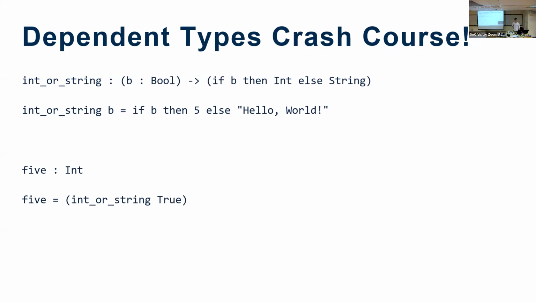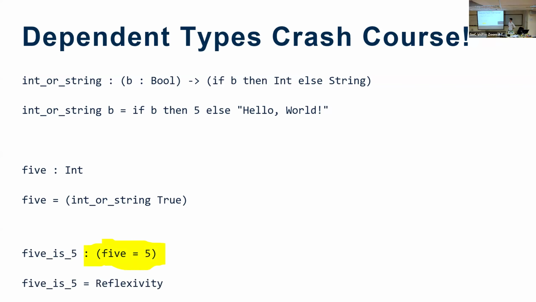But maybe that's not enough for you. Maybe you want to prove that our implementation of FIVE is correct. So we can do that too. We define another global variable, and notice this is its type. Its type is a proof that the global variable FIVE is equal to the number 5. And then as our term that has this type, we use the reflexivity proof.